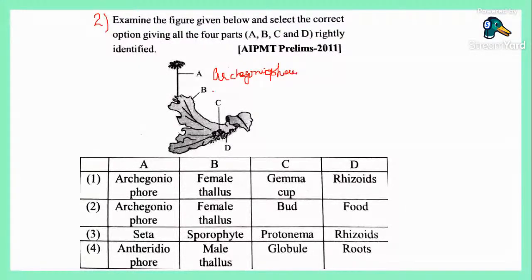And what is B? Since A is the archegoniophore, B is the female thallus. C is the gemmae cups. And what is D? D is the root-like structure, which is the rhizoid. So the correct answer for this question is option number 1.